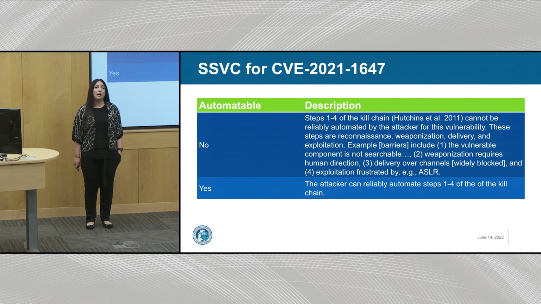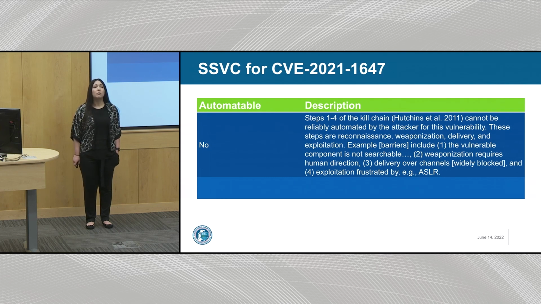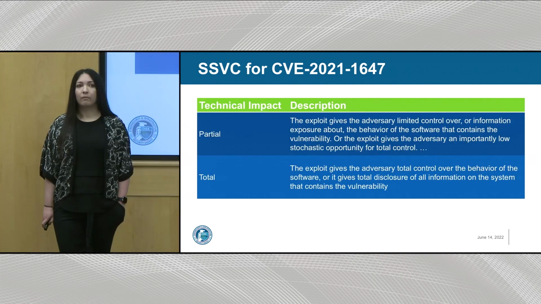The next decision point is automatable. Can the vulnerability be easily automated or wormable in an environment, or does the attacker need to overcome barriers in order to exploit the vulnerability? So for this exercise, no. Steps 1 through 4 of the kill chain cannot be reliably automated by the attacker for this vulnerability. As stated in the example description, an attacker does require local access, and because the attacker already would need to be on the victim network, this would not make the vulnerability automatable on its own.